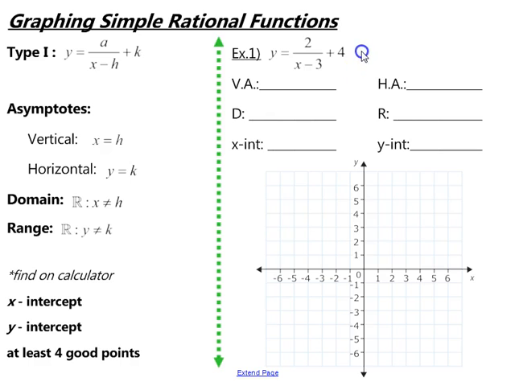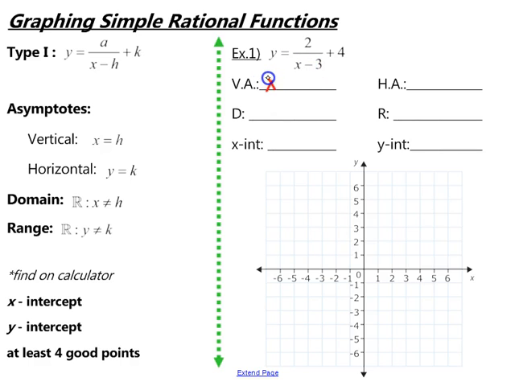This is a rational function given to us in type 1, so let's go ahead and fill in the information that we can gather from here. The vertical asymptote is going to be x equals h. So remember, this is h with the opposite sign of what it looks like.